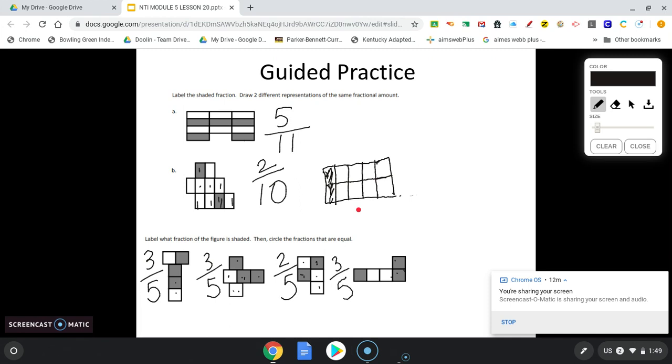Now circle the fractions that are equivalent. Very good. This one, and this one are equivalent. This one is not equivalent with the rest because it does not cover the same amount of area. Great job.